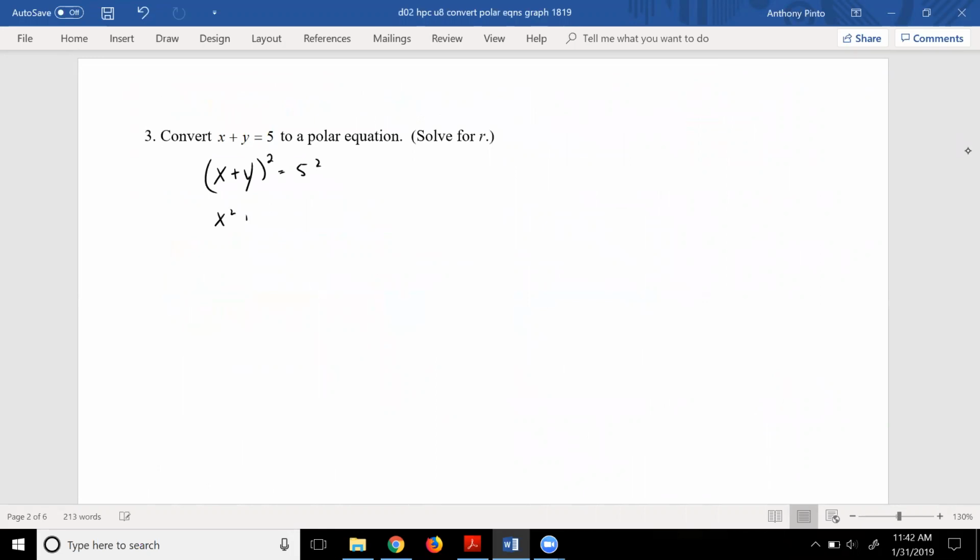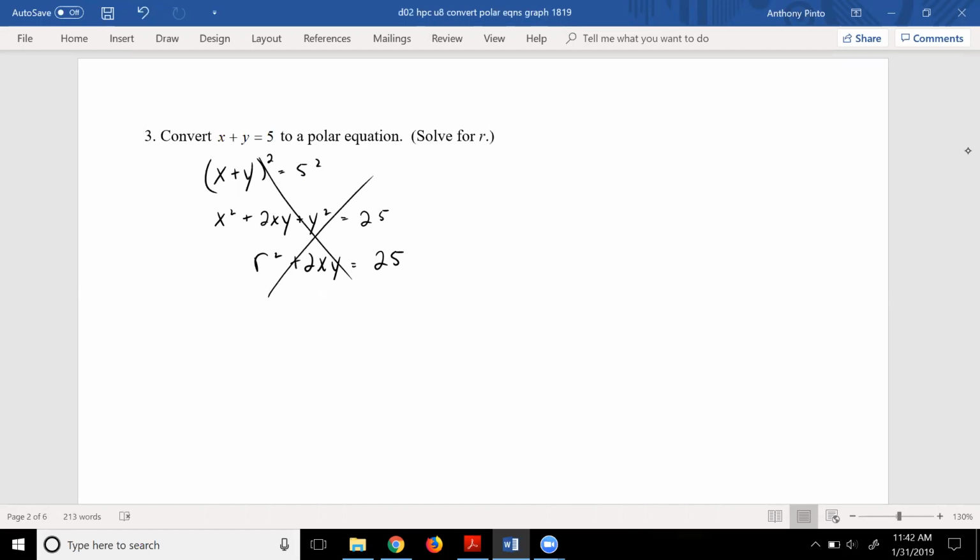Well, let's see what happens. We get x squared plus 2xy plus y squared equals 25. X squared plus y squared we said was equal to r squared, plus 2xy equals 25. But then we still have this xy business going on. We need everything in terms of r's and thetas, so we're not going to do that.